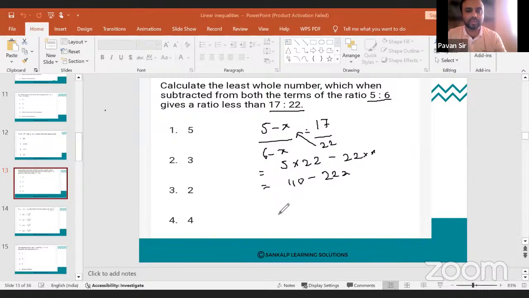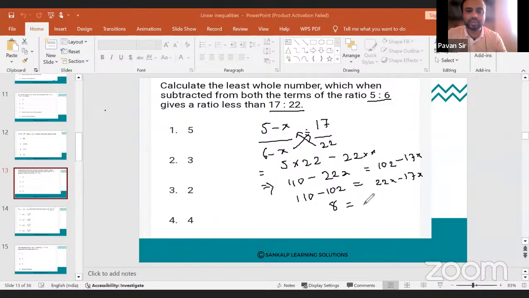Similarly, on the other side you can check, which is equal to 102. That is 102 minus 17x. So interchange it, because these two will be cross multiplied. So it is 110 minus 102, which is equal to 22x minus 17x.